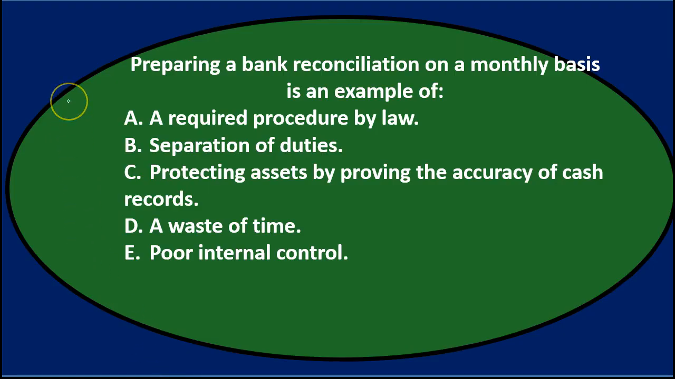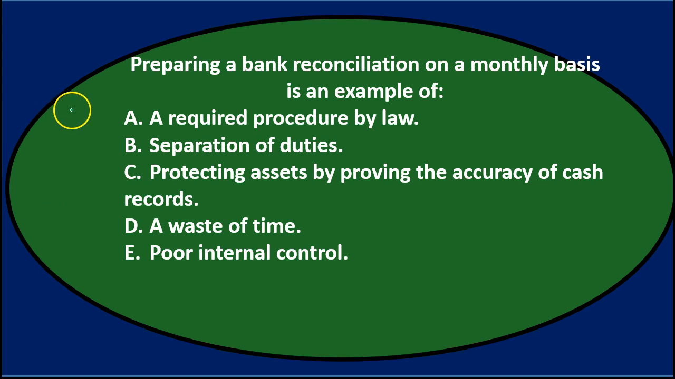First question. Preparing a bank reconciliation on a monthly basis is an example of A, required procedure by law, B, separation of duties, C, protecting assets by proving the accuracy of cash records, D, a waste of time, or E, poor internal controls.